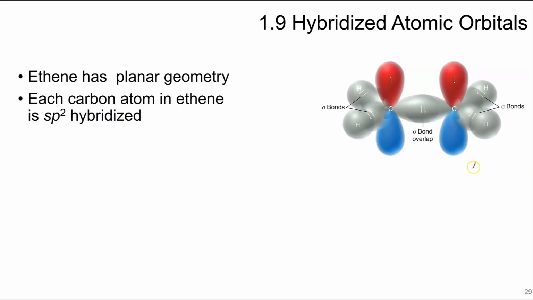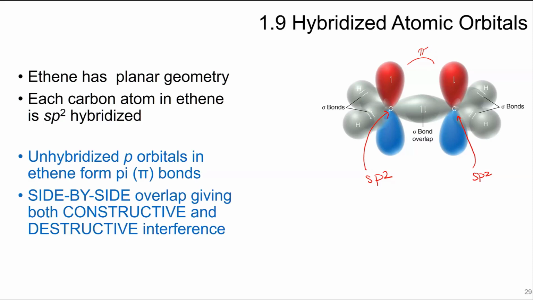So this is sp2, and this is sp2. It can still form sigma bonds with those hydrogens, and then we have 1 electron bond here. This is the pi bond. Unhybridized p orbitals in ethene form pi bonds, and then there's side-by-side overlap, giving both constructive and destructive interference. So what that's saying is that single bond here is a sigma bond. Again, you get that head-on bond, and then when you have that pi bond, it bonds side to side.